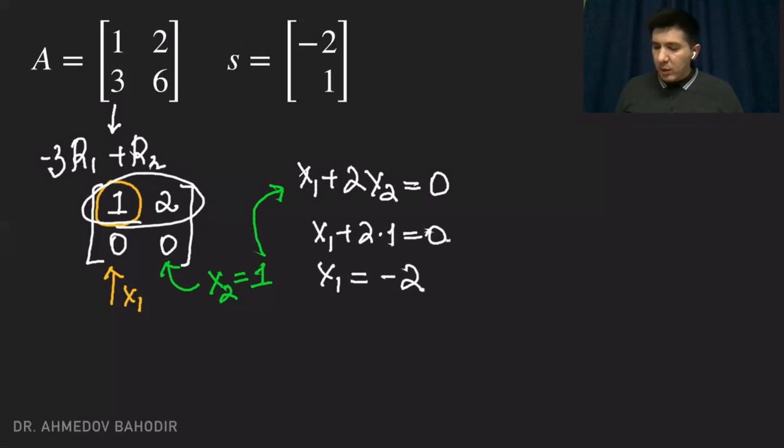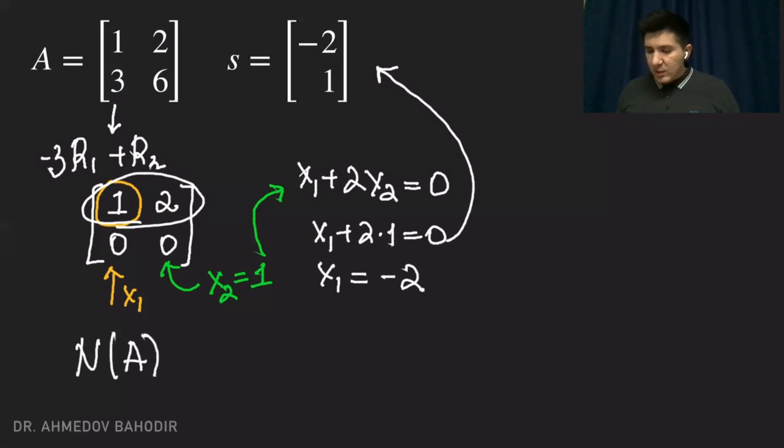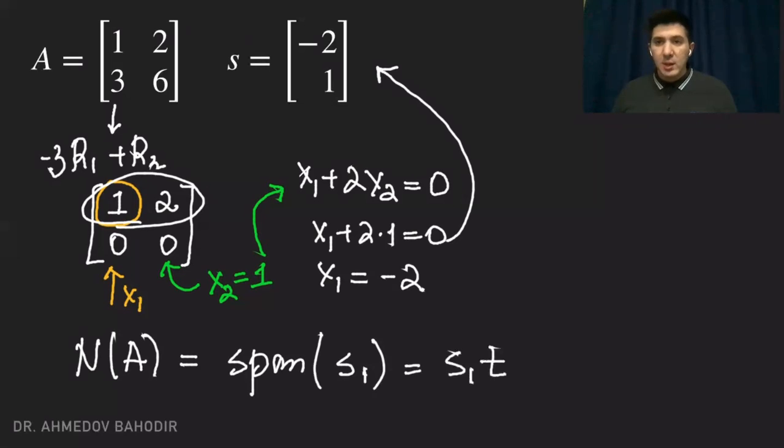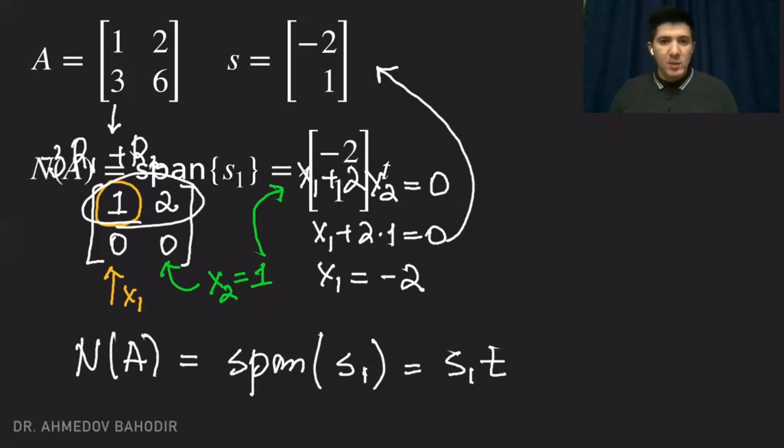So essentially, we are going to get this special solution where x1 is equal to -2 and x2 is equal to 1. So the null space of this matrix A is going to be the span of simply this vector s1. So simply s1 times the constant t, we call this constant a parameter t. So this is just a side note on the slide. Let's go back to the next slide.